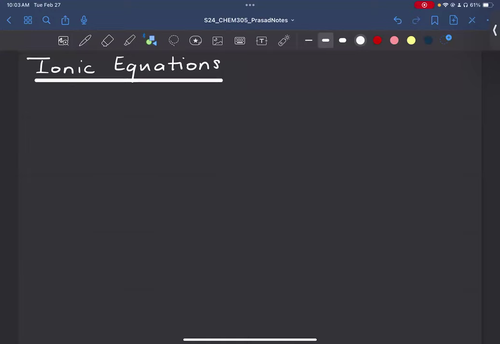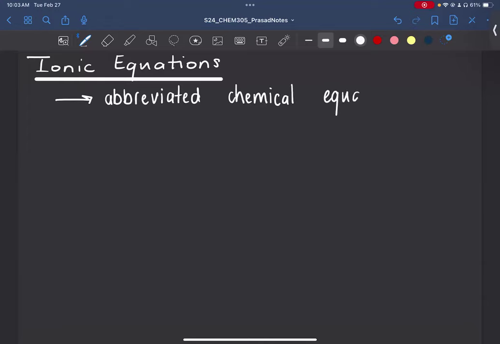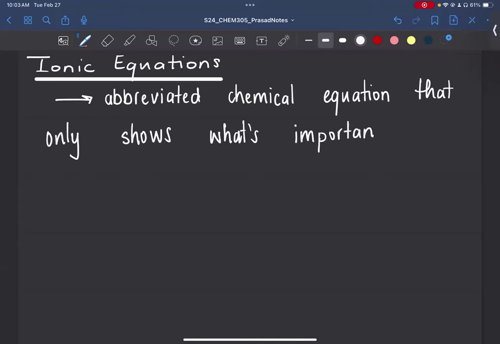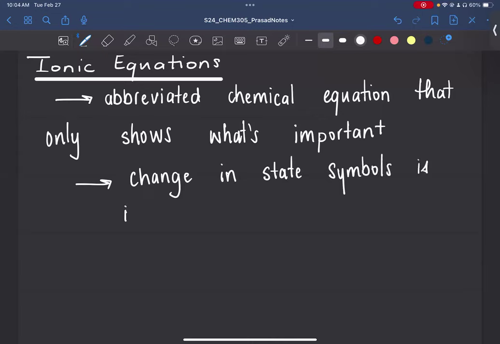In short, ionic equations can be defined as an abbreviated chemical equation that only shows what's important. How do we know if something is important? Change in state symbols is important. Okay.